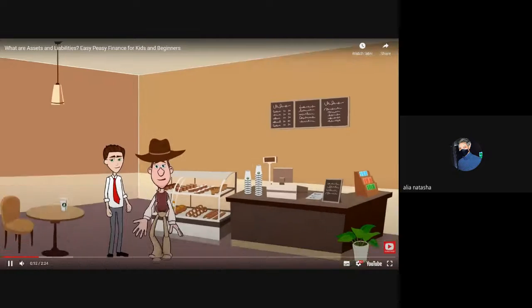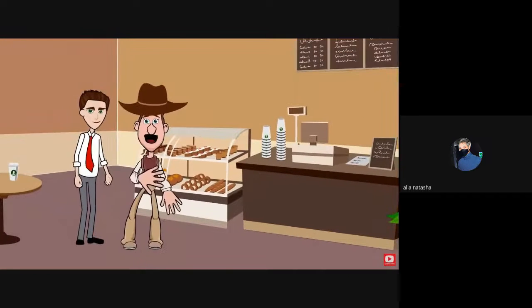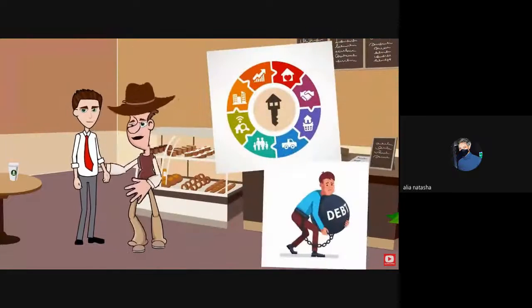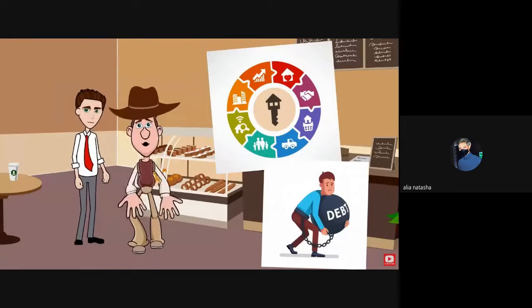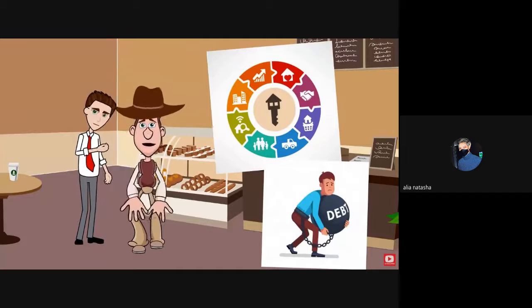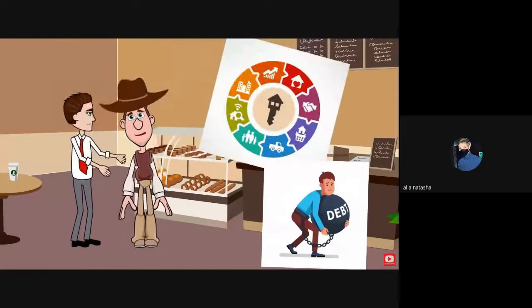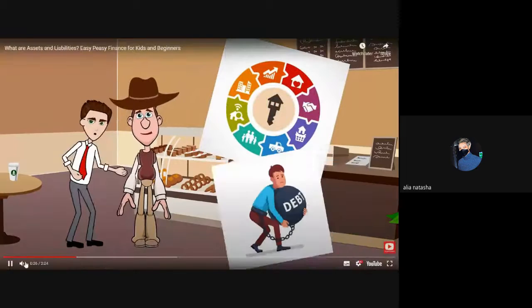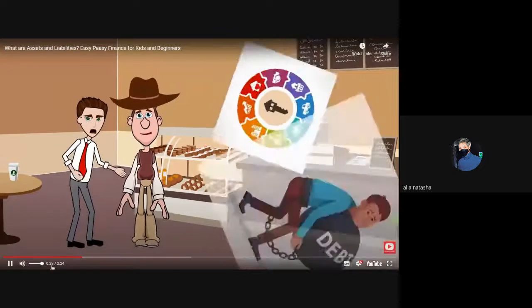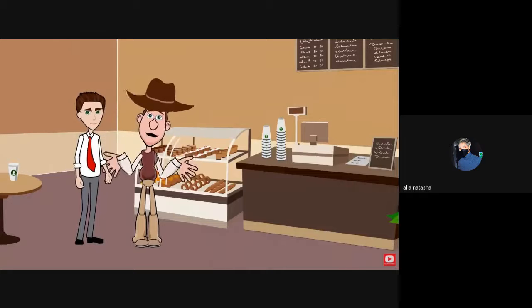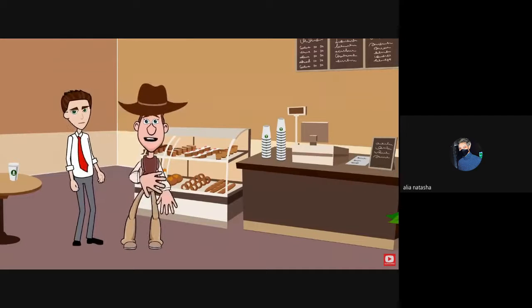Hello, Bullet. Some time ago, we talked about assets and liabilities when we discussed net worth. But can you discuss it in a little more detail now? Sure, we can. Assets are things that you own and can be sold to get money, and liabilities are things that you owe someone. Can you give me some examples of assets and liabilities?